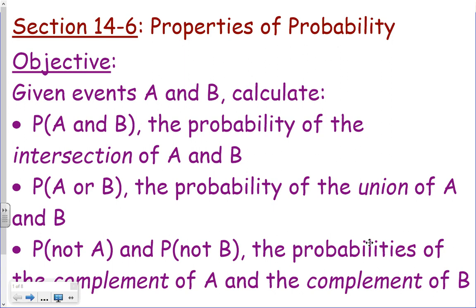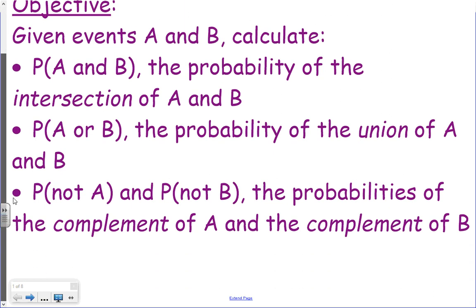Given the events A and B, we want to be able to calculate the following. The probability of event A and event B occurring, that is the probability of what's called the intersection of A and B. The probability of A or B occurring, that's called the probability of the union of A and B. And finally, the probability of not A and the probability of not B. Those are the probabilities of what's called the complement of A and the complement of B.